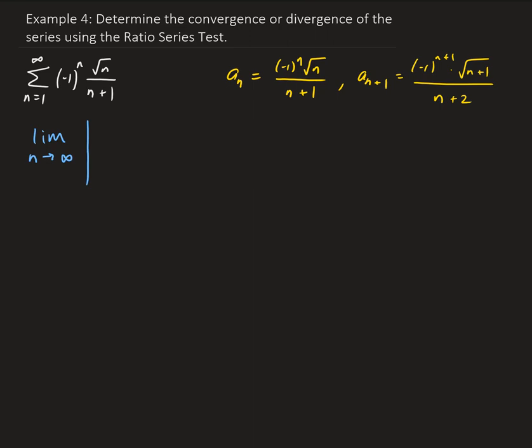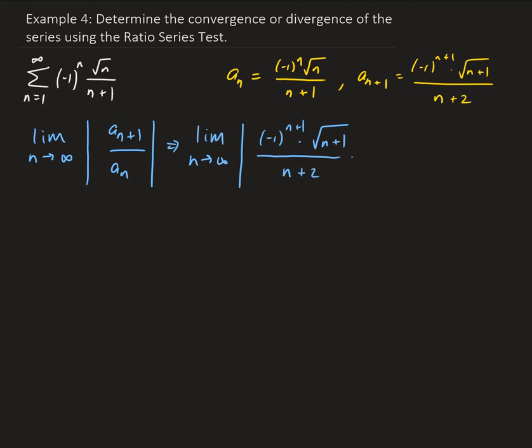We're going to have the limit of the nth plus 1 term all over the nth term. That gives us minus 1 to the n plus 1 times square root of n plus 1 all over n plus 2, and on the bottom we have the nth term. I'm going to take the reciprocal of that, which gives us n plus 1 over minus 1 to the n times root n. We have minus 1 to the n plus 1 and minus 1 to the n on top, so those give us alternating signs.